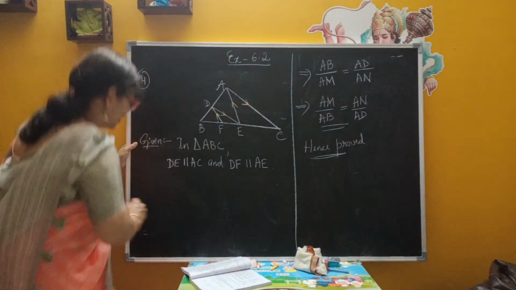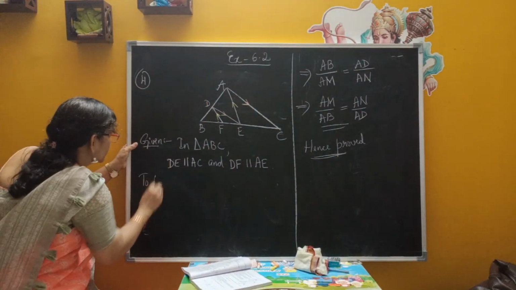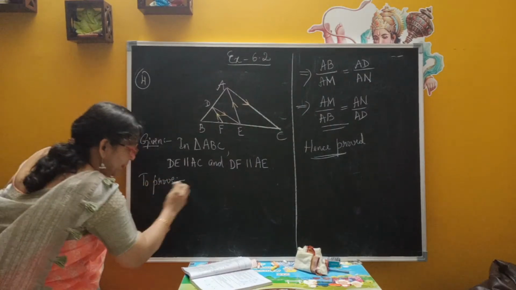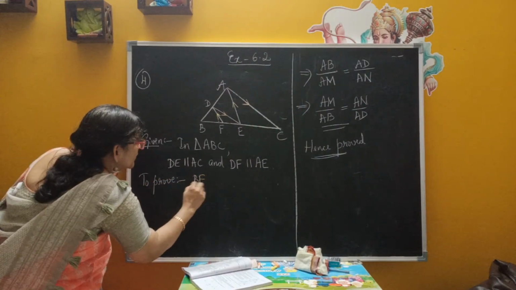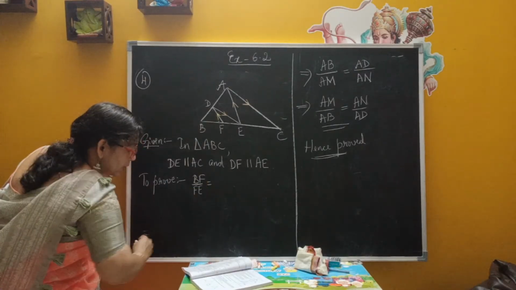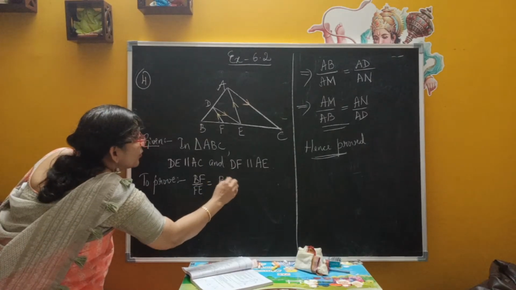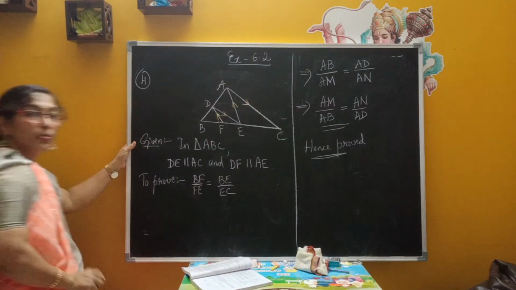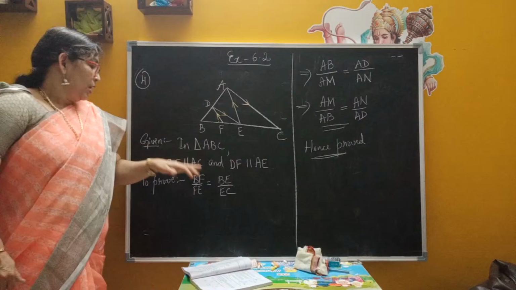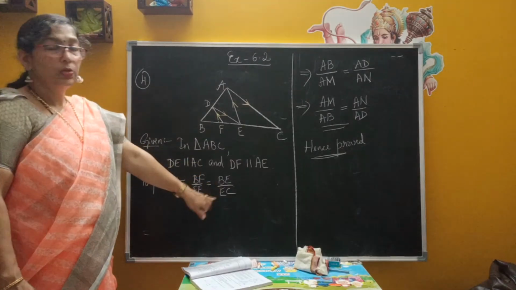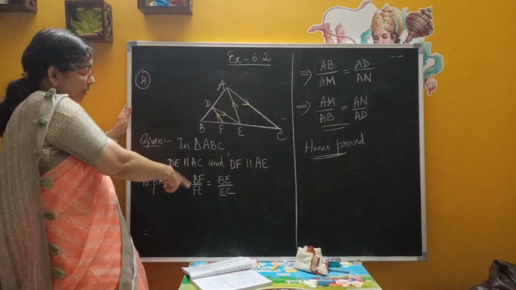Okay. Prove that. What is to be proved? To prove BF by FE is equal to BE by EC. Okay, so this has to be proved. BF by FE. So as soon as you get the question, you check which triangle contains these two sides.